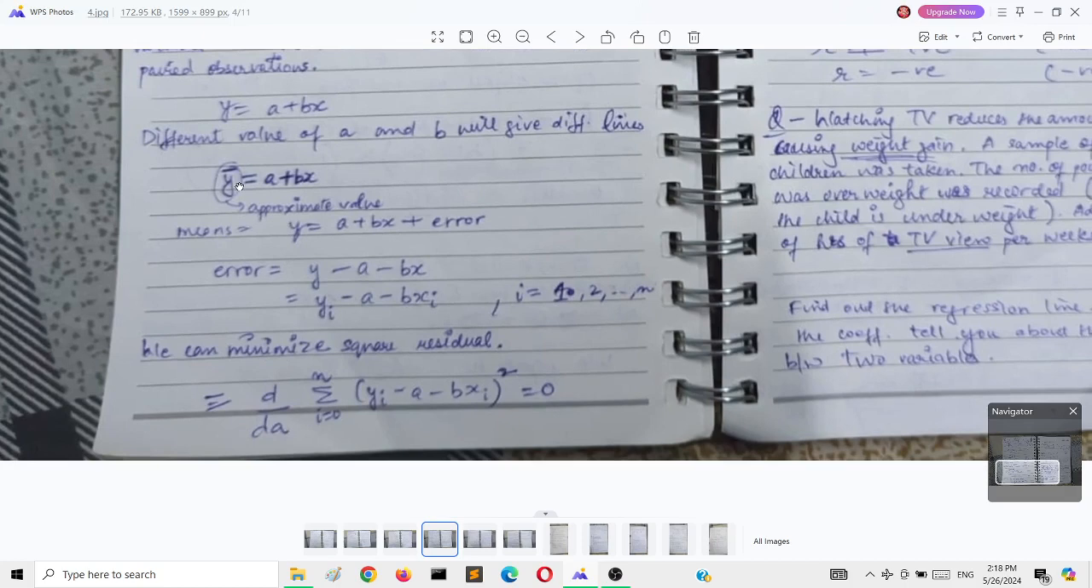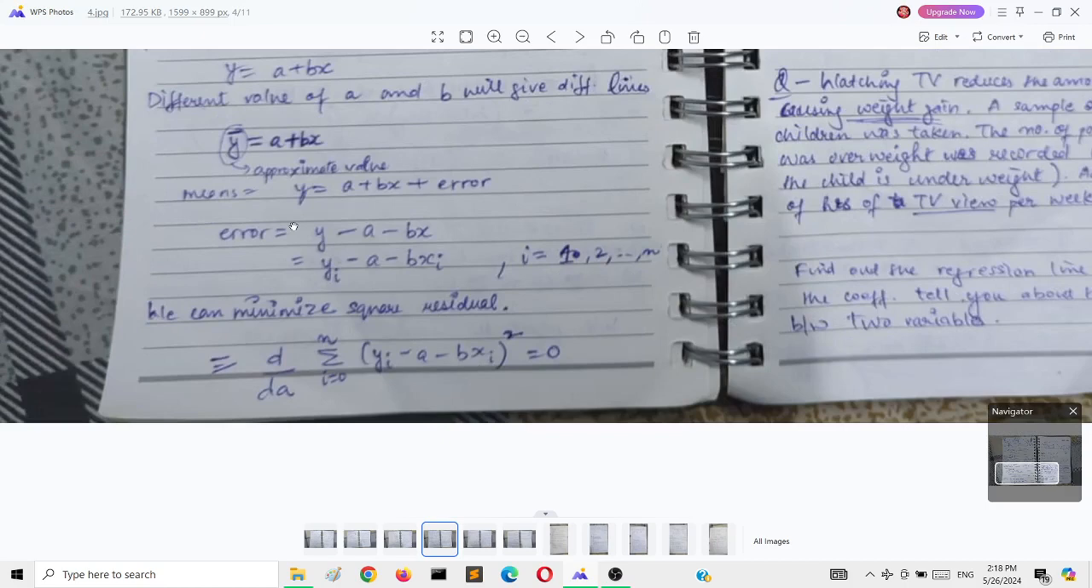Whatever we calculate from a plus bx gives us an approximated y value. So y bar is the approximated value and y is the actual value. It means y equals a plus bx, the approximate value, plus some error. There is some error between the two, and it is compensated by this term. The error is given by y minus a minus bx, because only the error term is left.